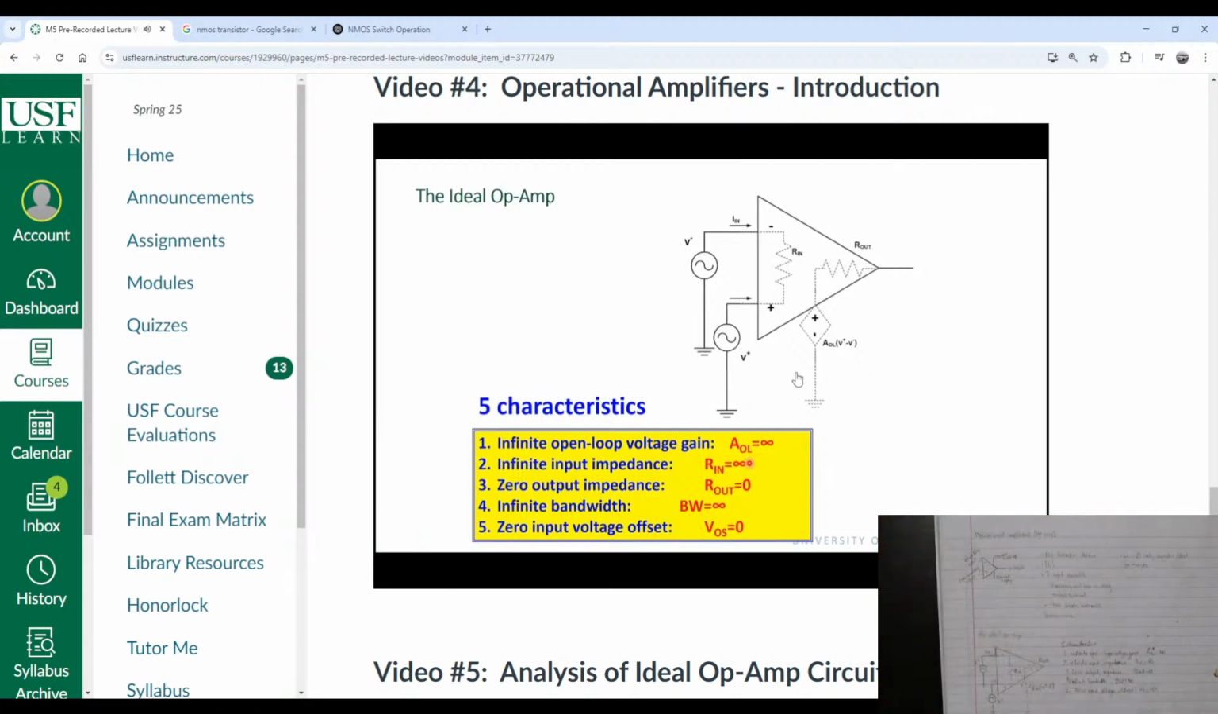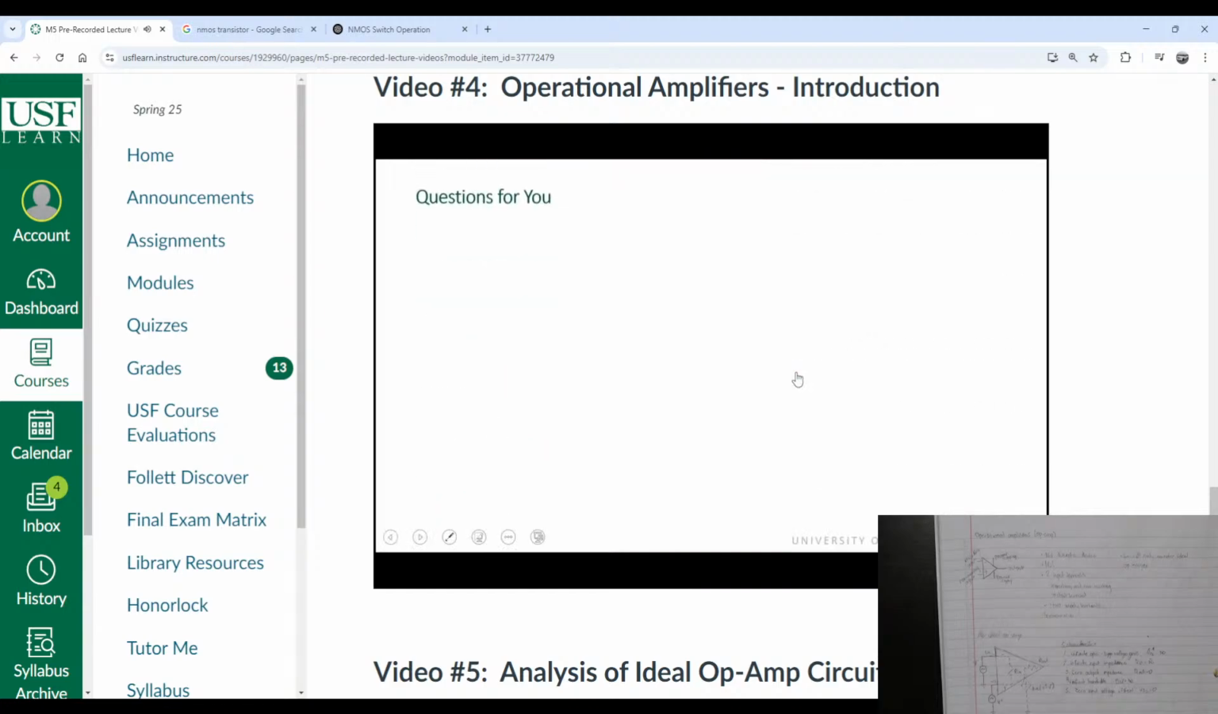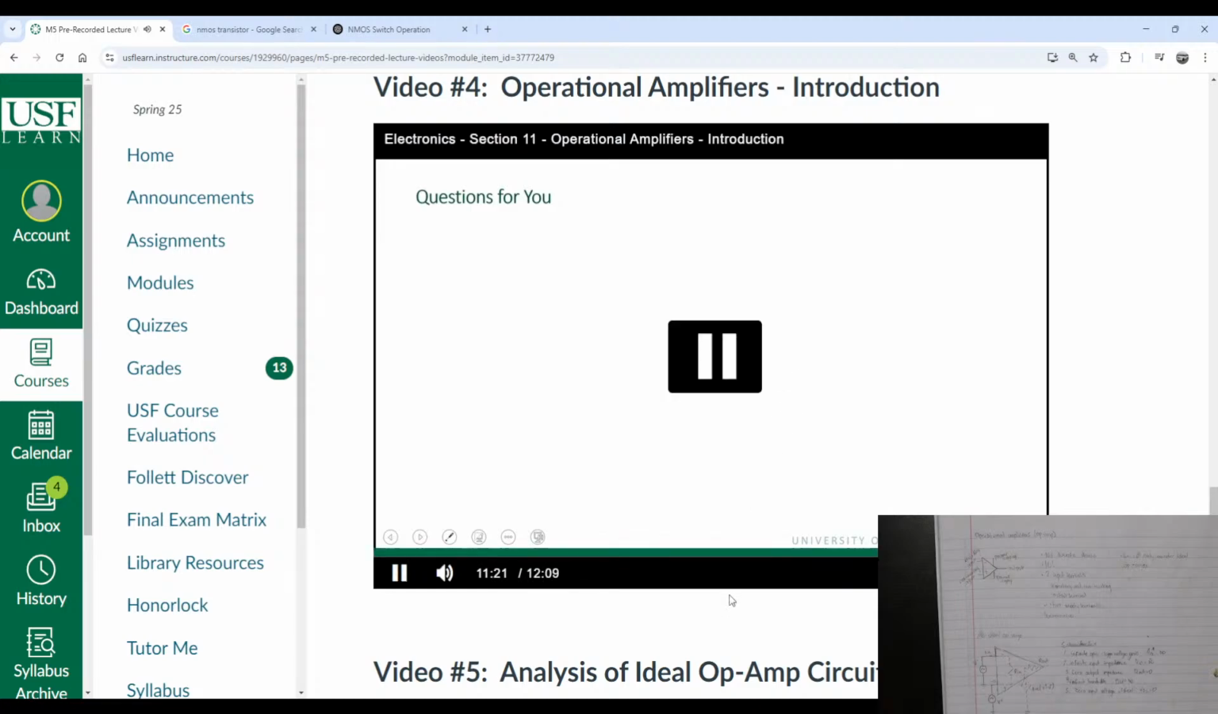I asked you a question. If Rin is infinity, what does that tell us about In? If you answered that the input current is 0, that is correct. That's what I was thinking. We'll get to that soon. And with that, this is our introduction to our ideal op-amp.